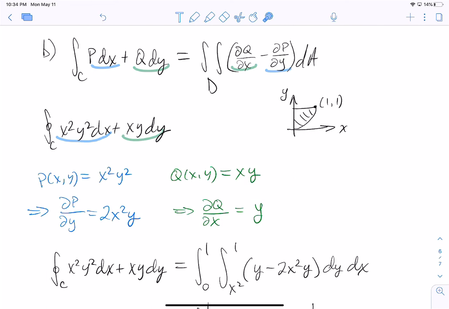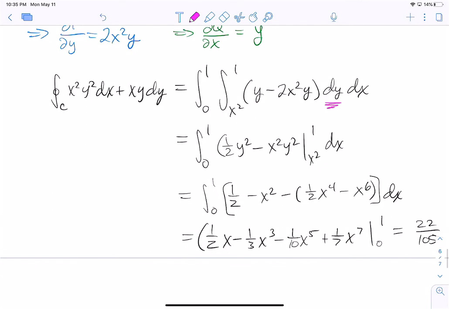So we end up with the double integral from 0 to 1 of the integral from x squared to 1 of y minus 2x squared y. That's partial of Q with respect to x minus partial of P with respect to y. I chose the order of integration dy dx. In choosing dy first, I am considering basically a vertical segment within our region D, and it starts at the parabola, so x squared is the lower limit, and it ends at the horizontal line, so 1 is the upper limit.